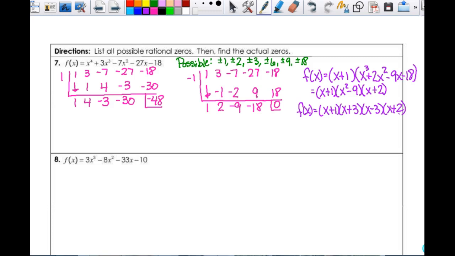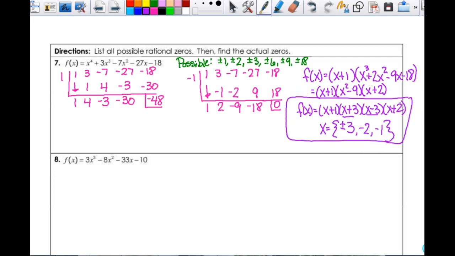All right, so do we all agree with my factoring? Yes? Okay. So now that I've got it factored completely, I can get my zeros out of it. What would my smallest one be? Negative 3. But I also have this right here, so I can do a little plus or minus 3. And then negative 2 and negative 1. There's my answer. Okay. Any questions at all?